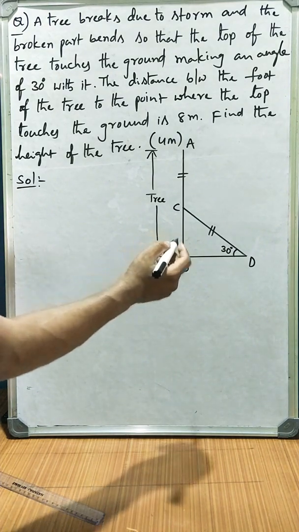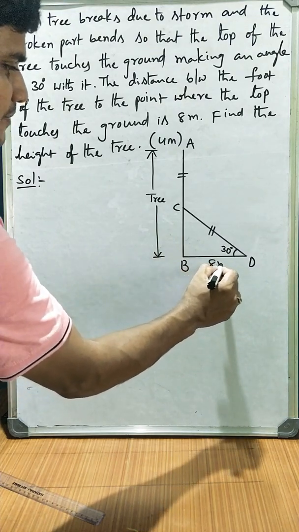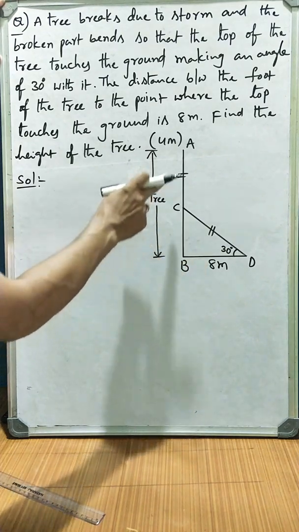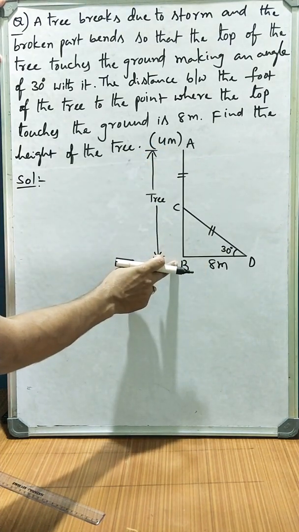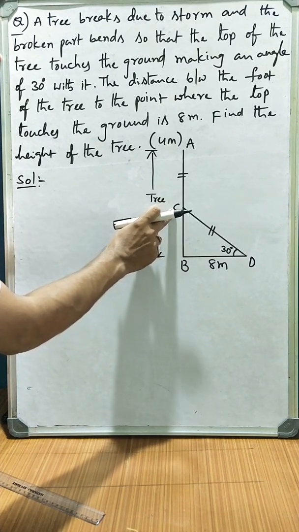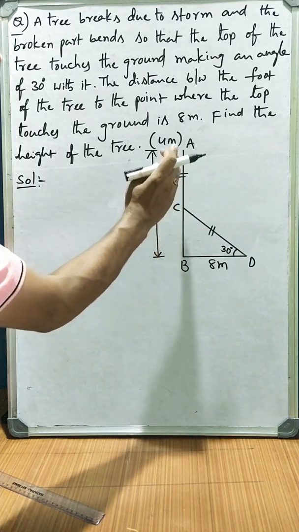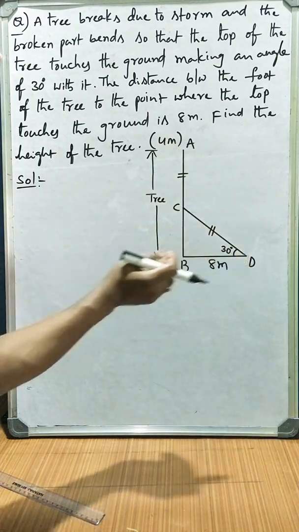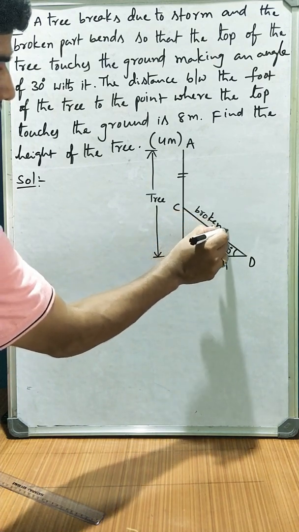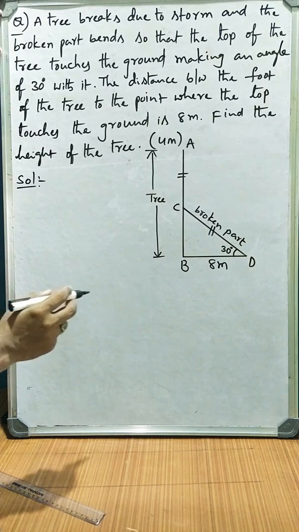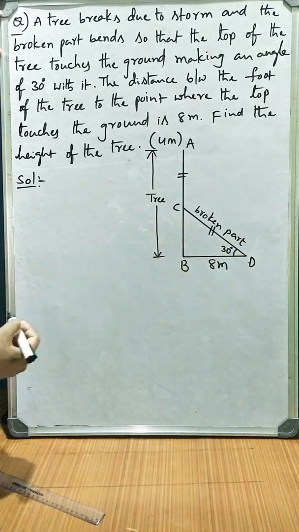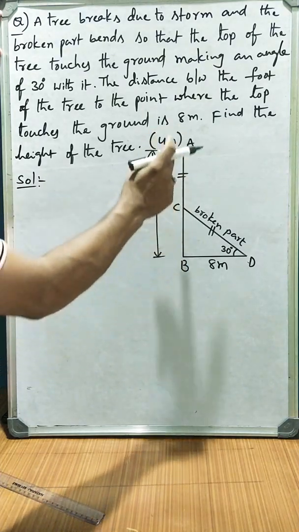Here I have drawn the figure to the data. Let me explain what are representing what. Here AB is the height of the tree before it breaks, and C is the broken point. At point C it is broken and touches the ground at D. This is the broken part of the tree. Broken part making an angle of 30 degrees with the ground. Then what is the height of the tree AB?